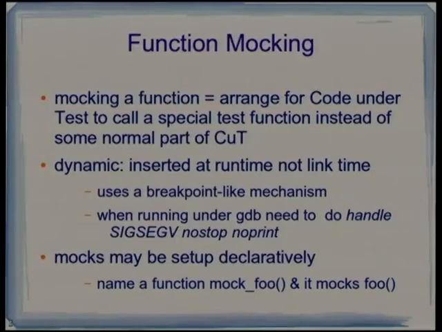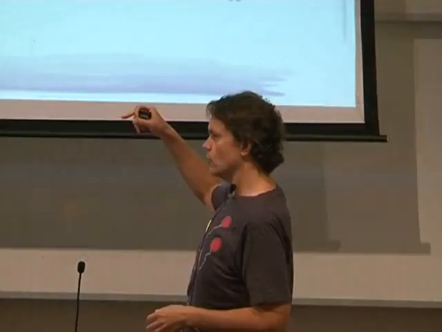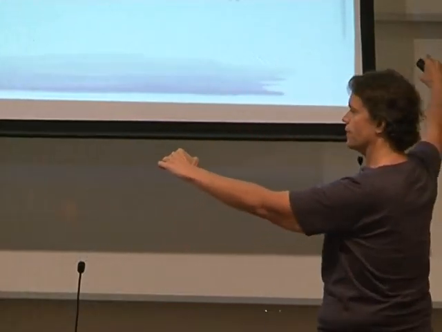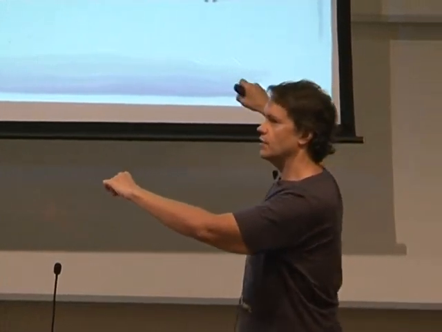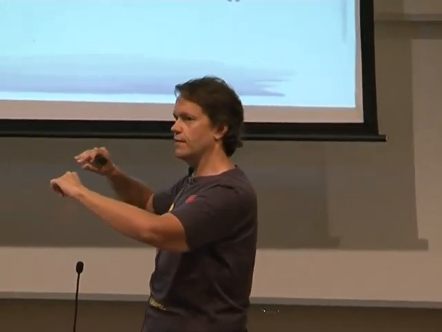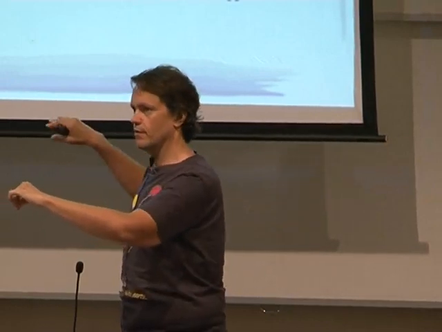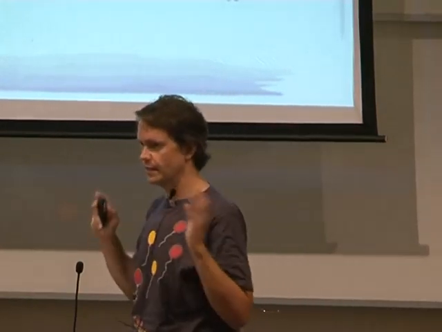Okay. Now function mocking, I want to talk about this in my last few remaining minutes, because this is also really cool. This is crueler than reflection. So mocking a function in xUnit speak is basically arranging for a particular function in the code under test, or in libc or other places like that, to go off and call some other function that you control in your test when it's called, which can then simulate that behavior or do some extra checks on it or some other things. It's an amazingly powerful mechanism.